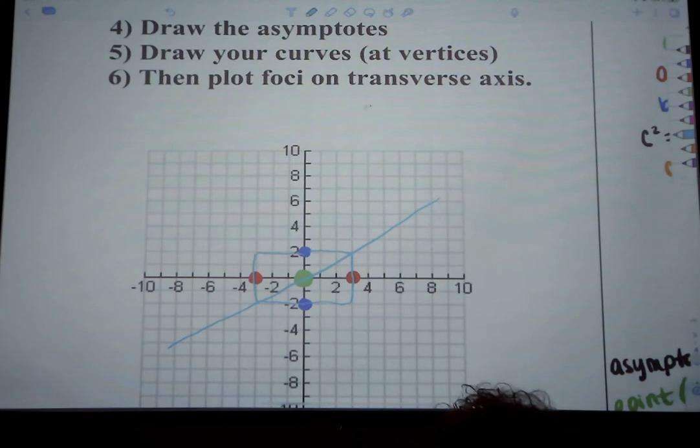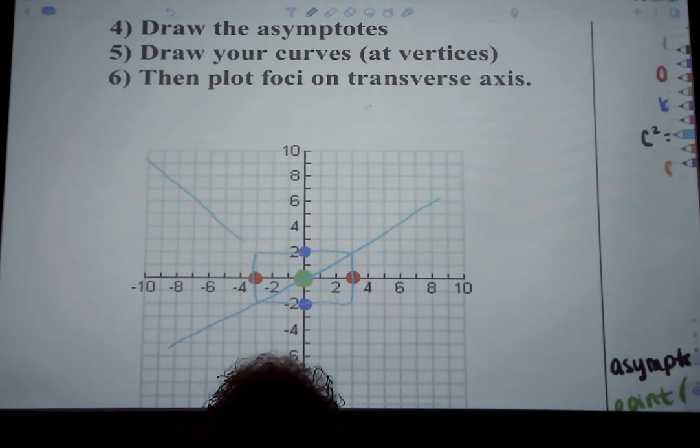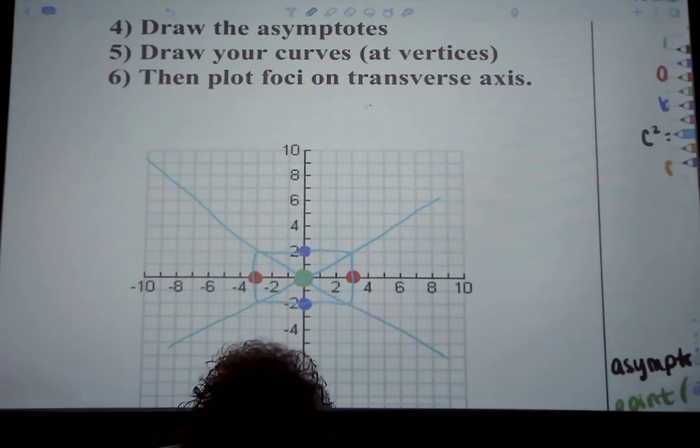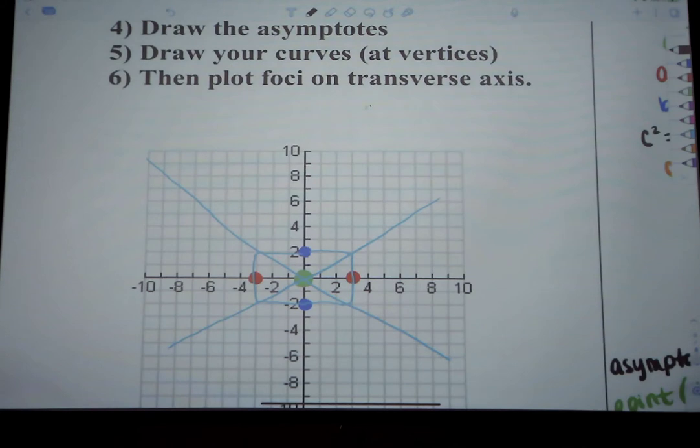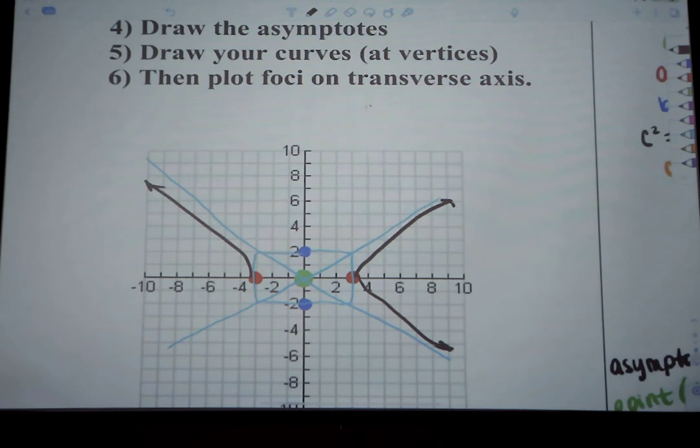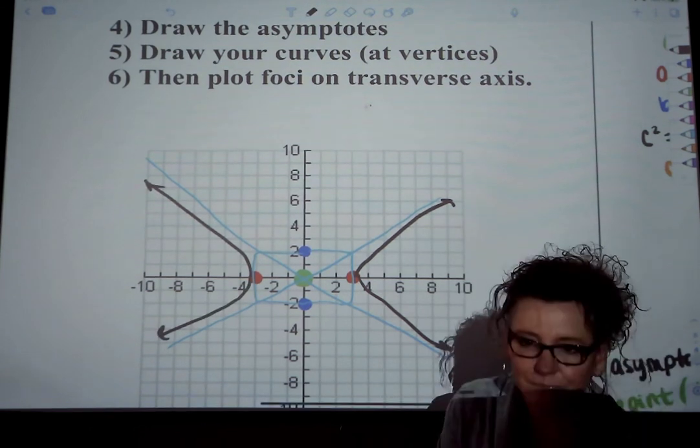Asymptote. Asymptote. A little crooked. Hyperbola. There you go.